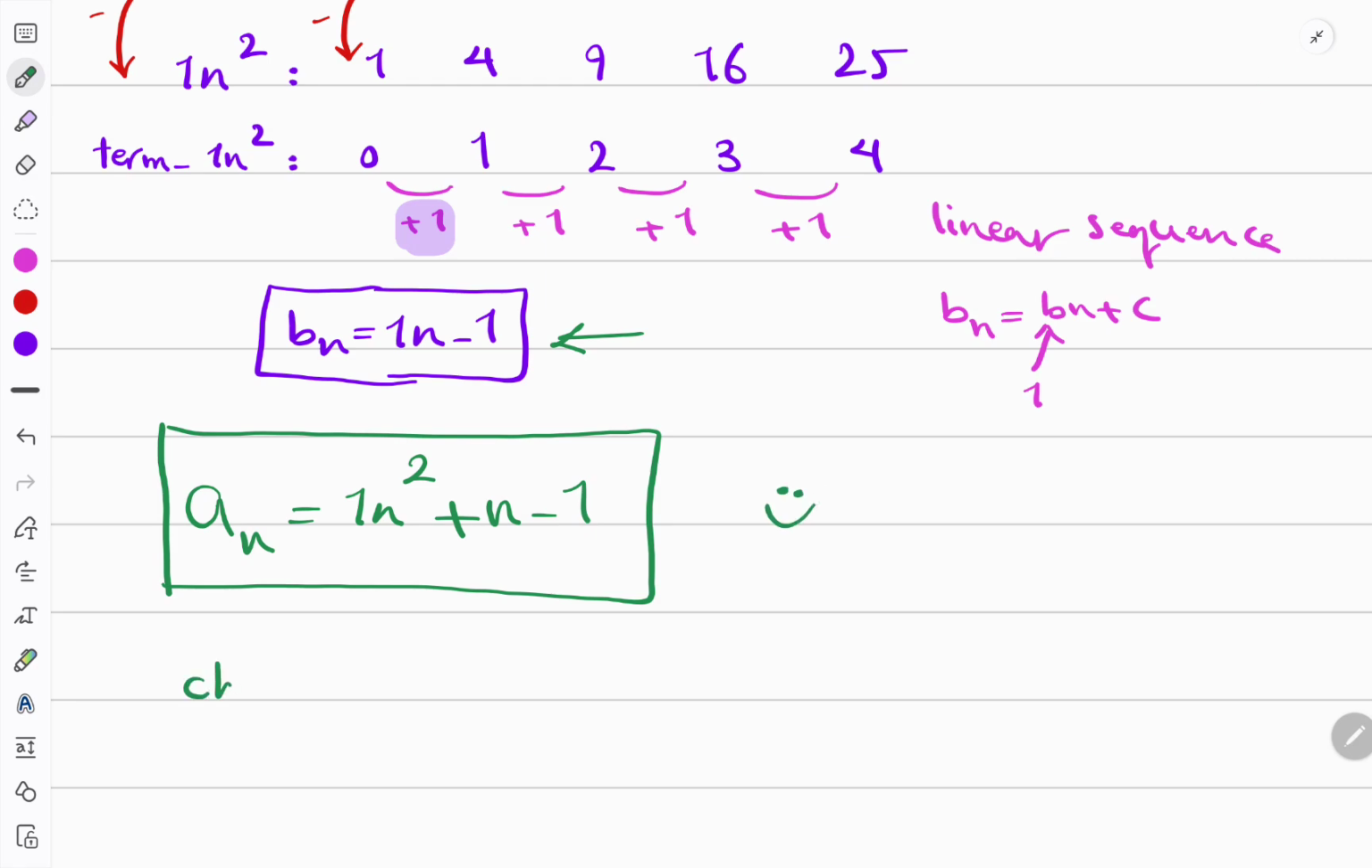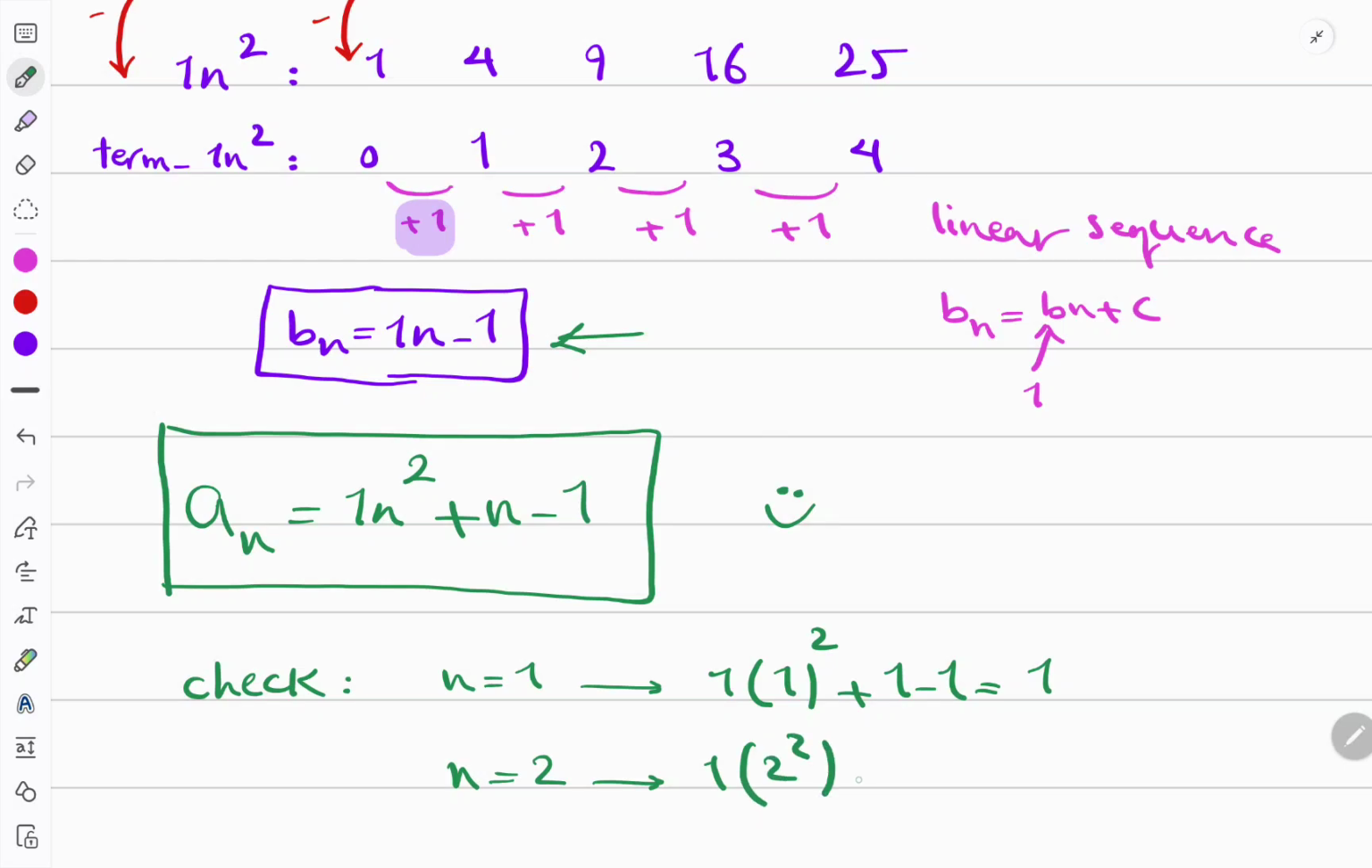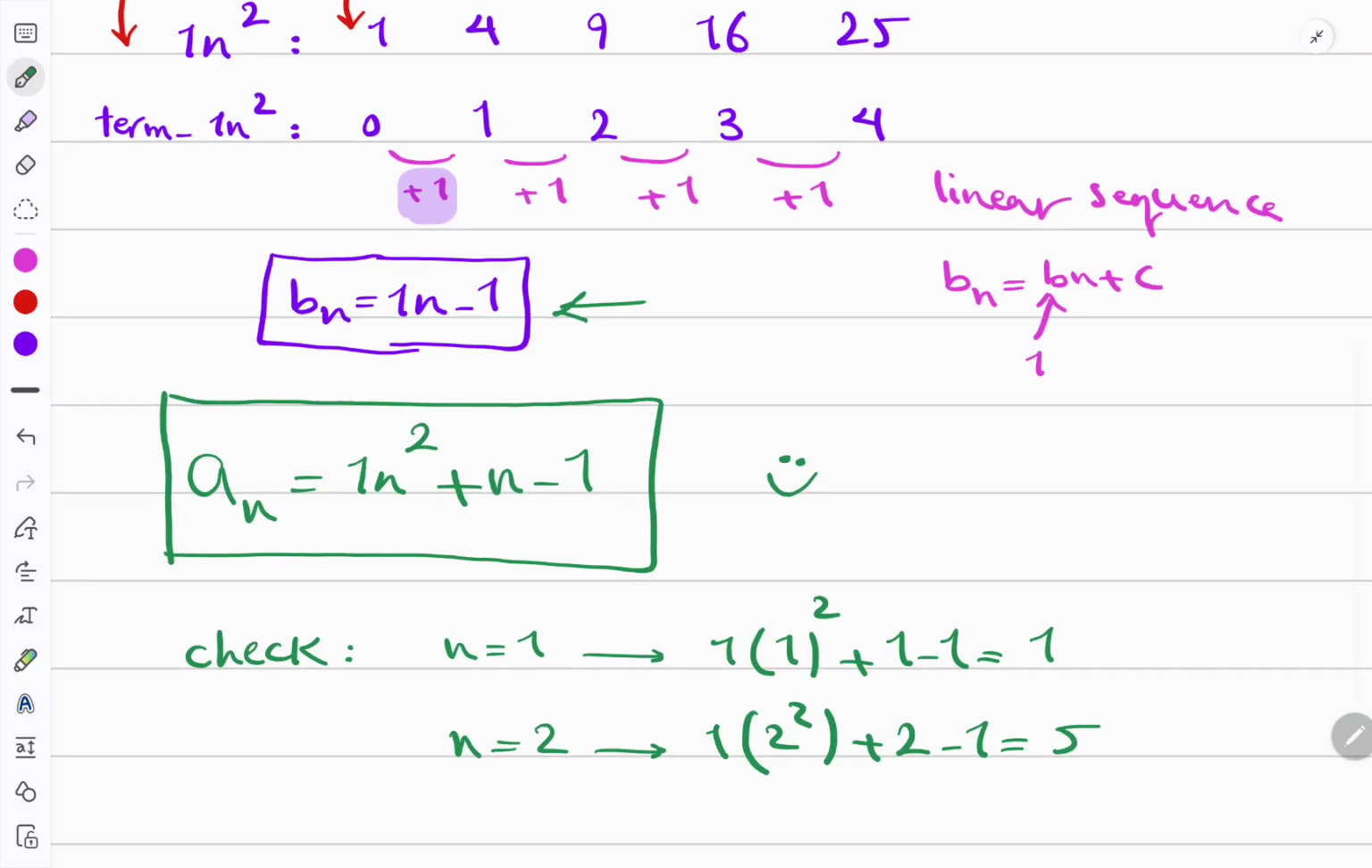And you can check your answer. If n is 1, 1 times 1 squared plus 1 minus 1 is 2 minus 1 is 1. And if n is 2, 1 times 2 squared is 4 plus 2 is 6. 6 minus 1 is 5.